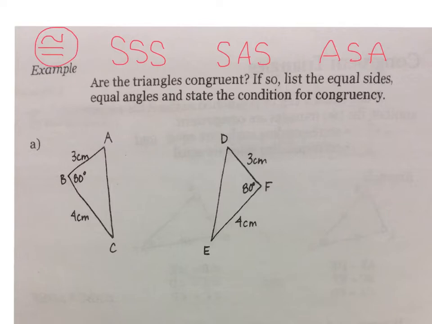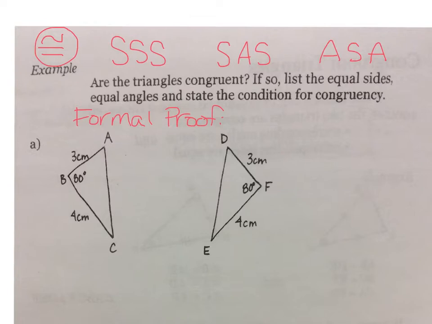So this is the first example. It asks you, are the triangles congruent? And if so, list the equal sides, equal angles, and state the condition for congruency. Basically what this question is asking you to do is to do a formal proof. This is one of the very few units in our 2D course where you're going to have to learn to do a very formal proof to show the steps and then to include a conclusion that proves why the two triangles are congruent. Later on when we do similar triangles, we'll be doing the same thing, proving that they are similar as well.